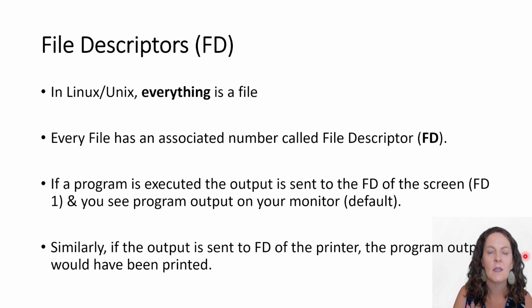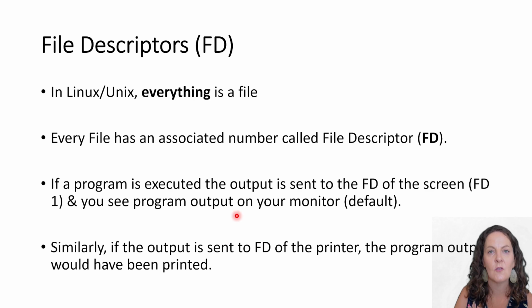When a program is executing, it runs whatever commands that it has, and the output is sent to the file descriptor of the screen. Do you remember which one it was? Yes, file descriptor 1. And you see it on your monitor, you see it on your screen. If the output is sent to the file descriptor of the printer, the program would have been printed. So that's how it knows where to divert the contents to.